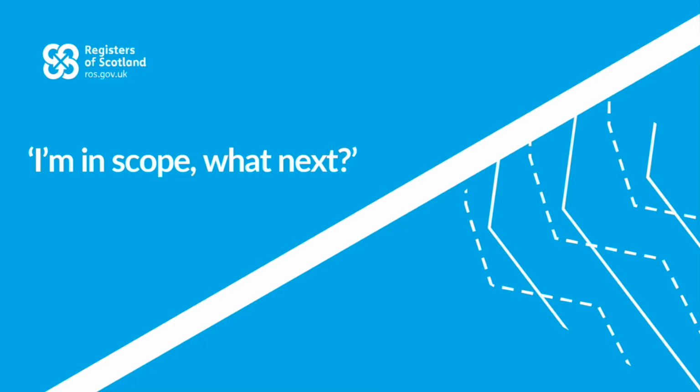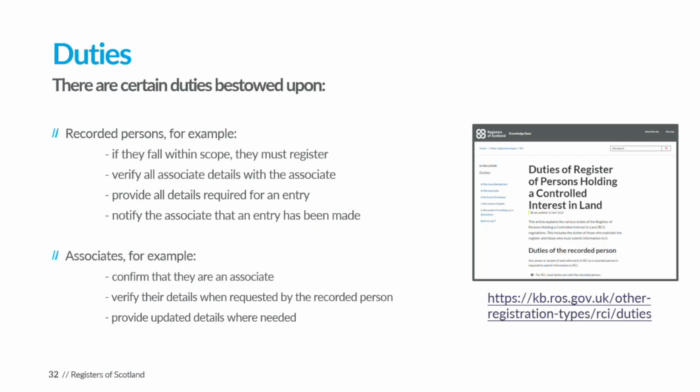Now let's talk about submissions. If you have decided you're in scope, it's important that certain duties are met and information prepared. For recorded persons, if you are in scope, you must register. You also must verify all the associate details, provide all the details, and notify the associate that the submission has or will be made. Associates need to confirm they're an associate, verify details when requested by the recorded person, and provide updated details when it's necessary.